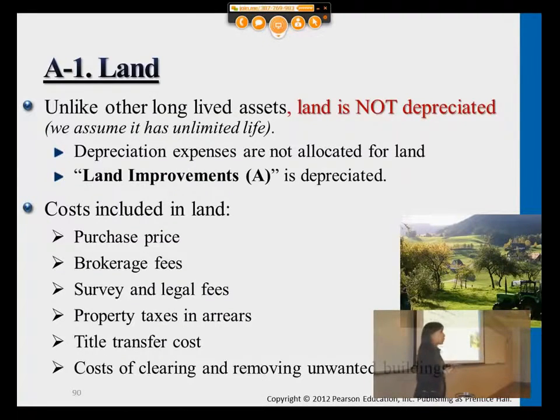Later I will talk about land improvement. Those are fencing, paving, lights, and signs, which are minor costs compared to these. These often also have to be submitted with documents to government agencies. So these are necessary costs to use the land. They're not depreciated later on, but they have to be added together when you journalize the land transaction.